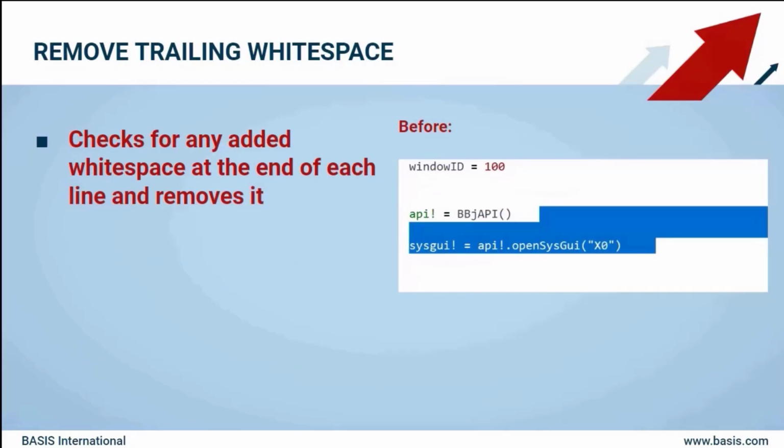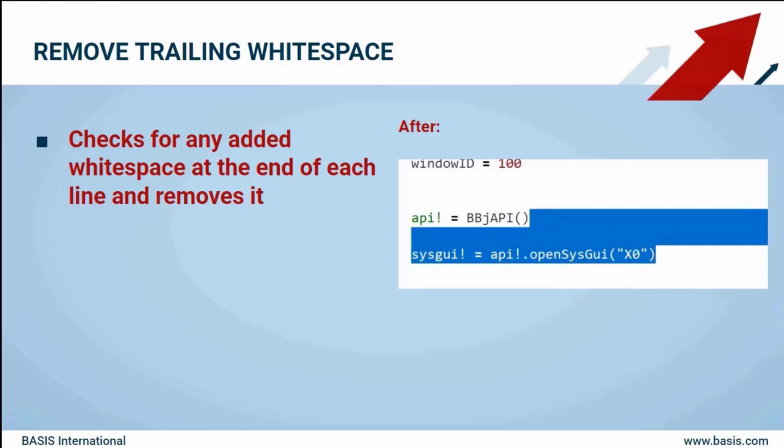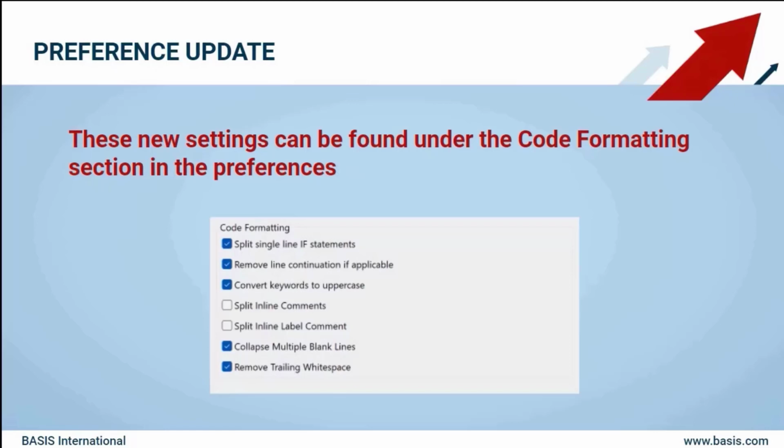For removing trailing whitespace, it's pretty straightforward. If enabled in the settings, the BBj code formatter will go through and check the end of each line for any whitespace. If the line contains any whitespace, it will be removed. In this little snippet of code, both the API and sysGUI lines contain a little bit of trailing whitespace at the end. If we run the BBj code formatter with remove trailing whitespace enabled, all of the whitespace will be removed and the lines now end with the last character. Both of these new settings can be found at the bottom of the code formatting section under the BBj code formatter user preferences, where they can be both enabled and disabled easily.